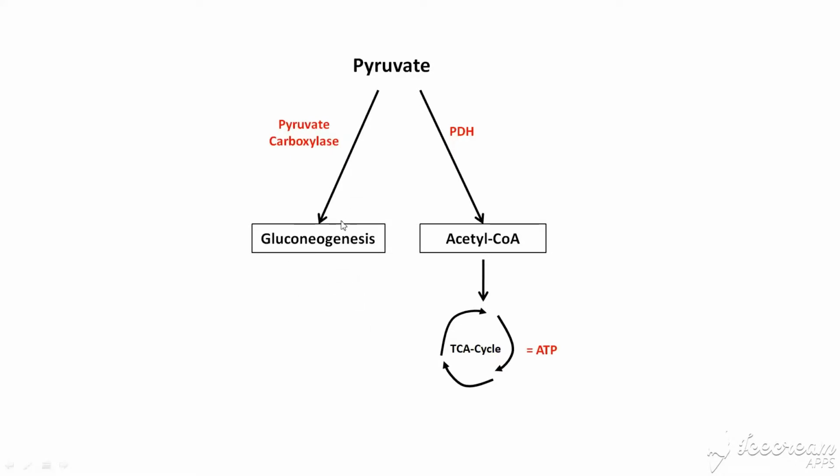Now, at the same time, it's going to inhibit the pyruvate dehydrogenase complex so that all the ATP that is produced from the TCA cycle is not wasted in making glucose. So one of these has to be active at a time. So when acetyl-CoA levels increase, they're going to activate pyruvate carboxylase, and they're going to inhibit pyruvate dehydrogenase.